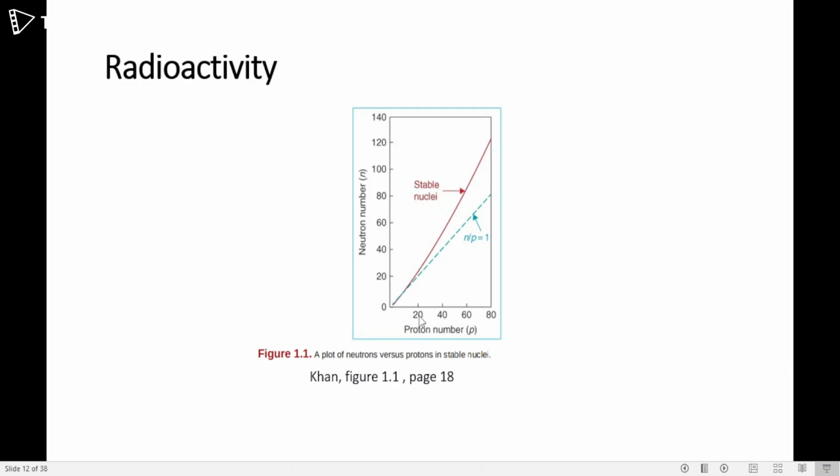Up to 20 here, 20 protons in the nucleus, we're going to have about 20 neutrons in the nucleus. That means the neutron to proton ratio is 1. After 20 protons in the nucleus, as the number keeps increasing, the number of neutrons increases exponentially to be able to compensate for the energy of the protons there. So there are certain combinations of numbers of neutrons and protons in the nucleus that will cause the nucleus to be stable or not.